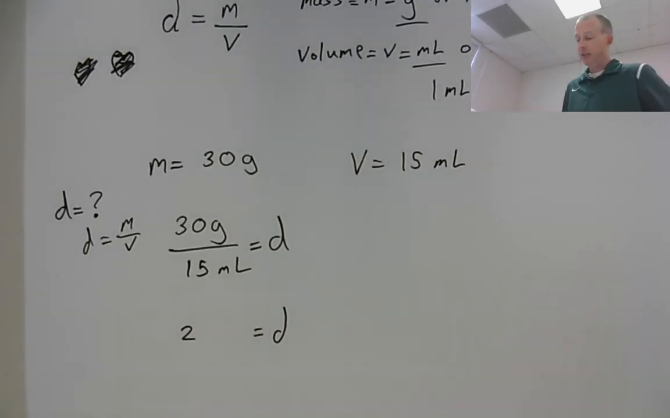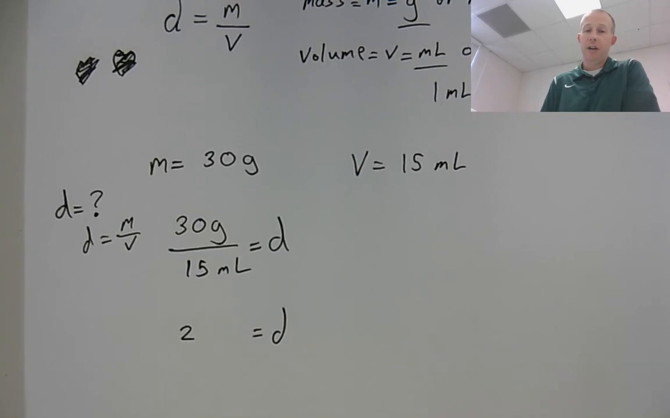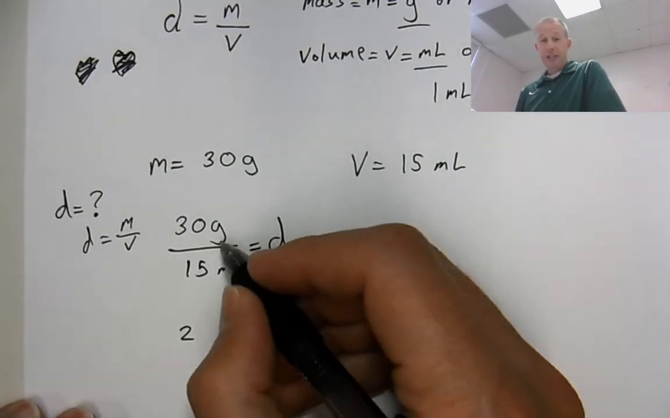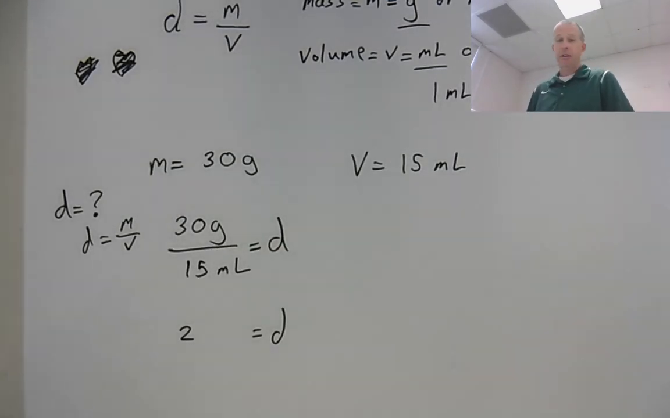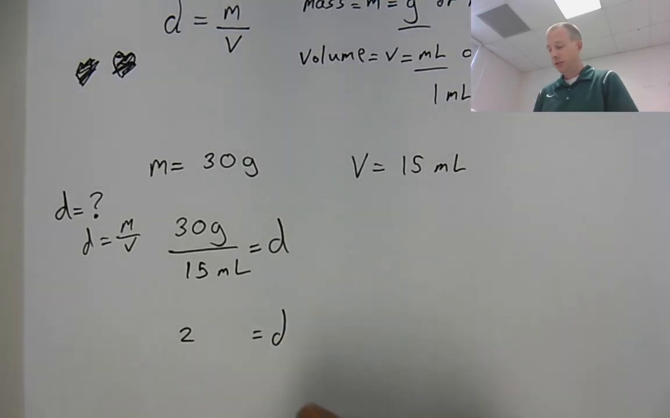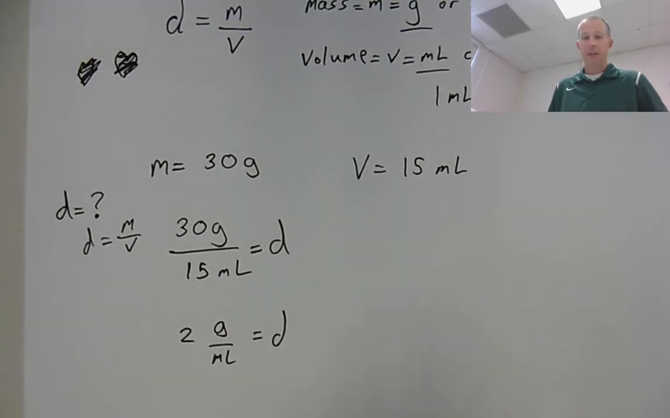But the thing is, we're not done yet. That is not the correct answer yet. The reason it's not the correct answer is units. Units always matter in these problems, like we've been talking about with the dimensional analysis stuff. In this case, they don't cancel out. Grams and milliliters, you can't cross off grams and then cross off milliliters. It doesn't work. So instead, you're just going to write grams per milliliter. That's the density. It's grams per milliliter.